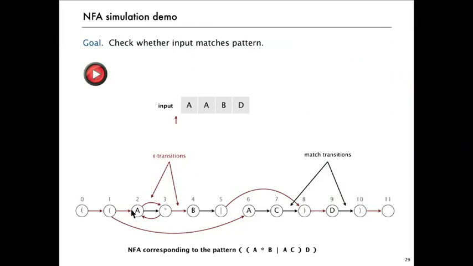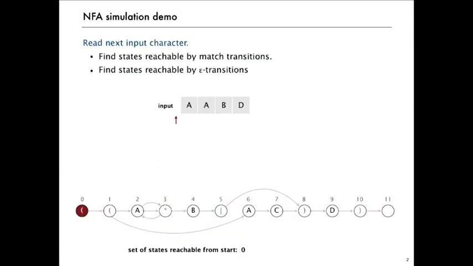So this is our machine for A star B or AC followed by D, and let's suppose it has this input. So let's do this demo. Okay, so we're going to check if the input matches the pattern. We're going to start the machine in state 0. And so the 0 is the state you could reach from the start. And then now we want to get to all the states that you could reach by epsilon transitions from the start. And so there's a bunch of them.